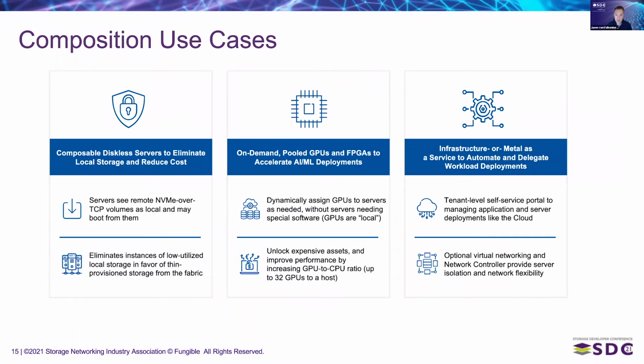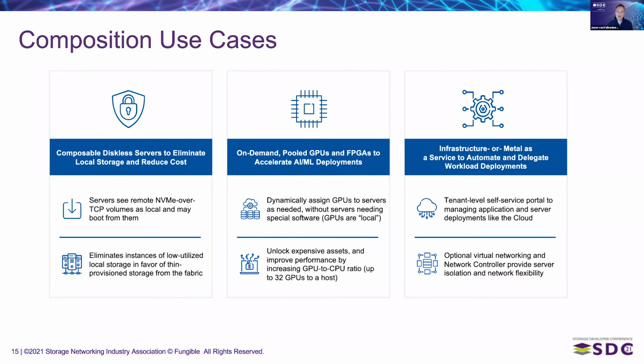So what are some of the composition use cases for this model, right? One is using diskless servers to eliminate all your local storage and eliminate your costs, right? Get rid of those local NVMes, go to network, and do so without using something like PXE or something like that that makes you make special accommodations in the operating system and how you deploy your workloads, right?